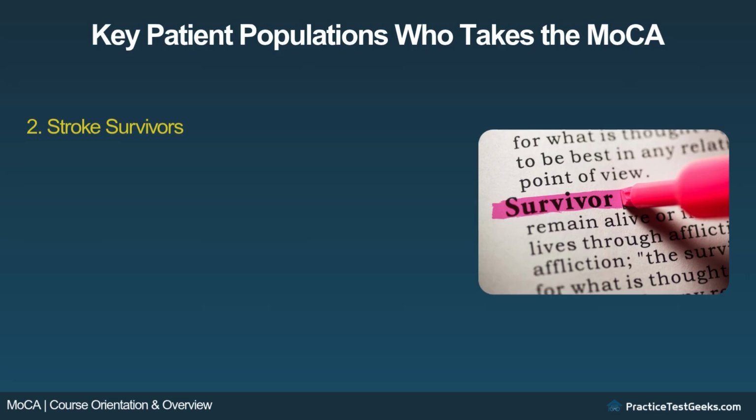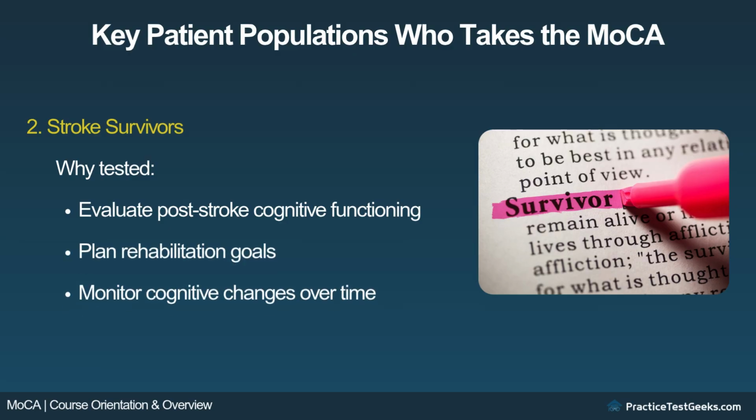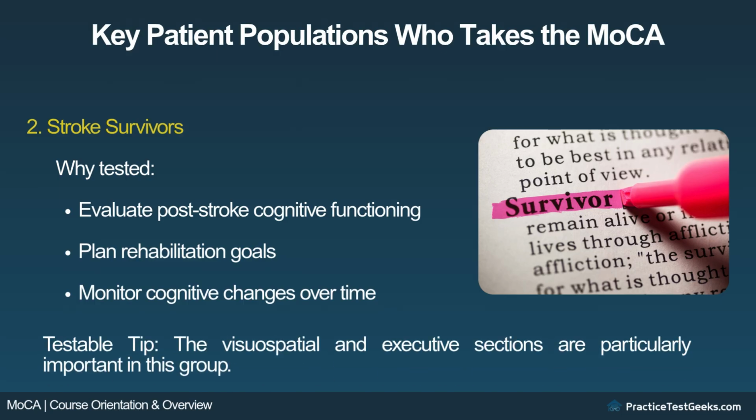2. Stroke survivors. Patients recovering from stroke often experience impairments in attention, language, and executive function. The MoCA is especially useful because it includes tasks sensitive to these deficits. Why tested? Evaluate post-stroke cognitive functioning, plan rehabilitation goals, monitor cognitive changes over time. Testable tip. The visuospatial and executive sections are particularly important in this group.